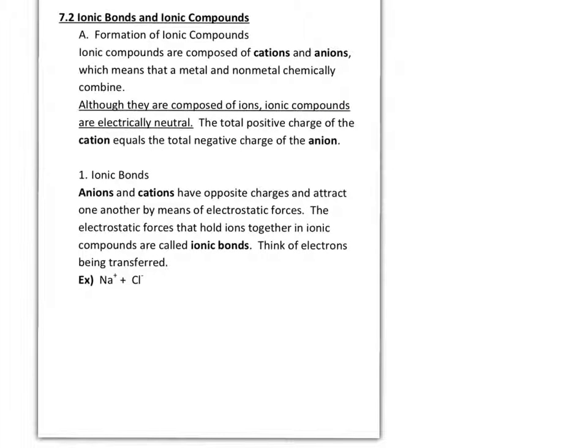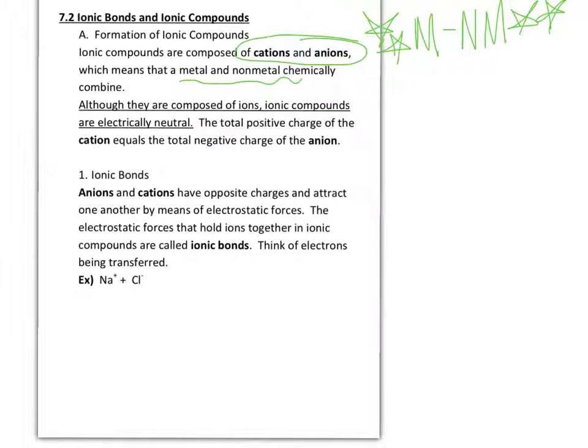So then ionic bonds and ionic compounds. The formation of ionic compounds is when cations and anions come together. And ionic compounds are metals and nonmetals. And the way that we write that is metals to nonmetals. And that's something you have just got to remember. Remember, ionic bonds form between metals and nonmetals.